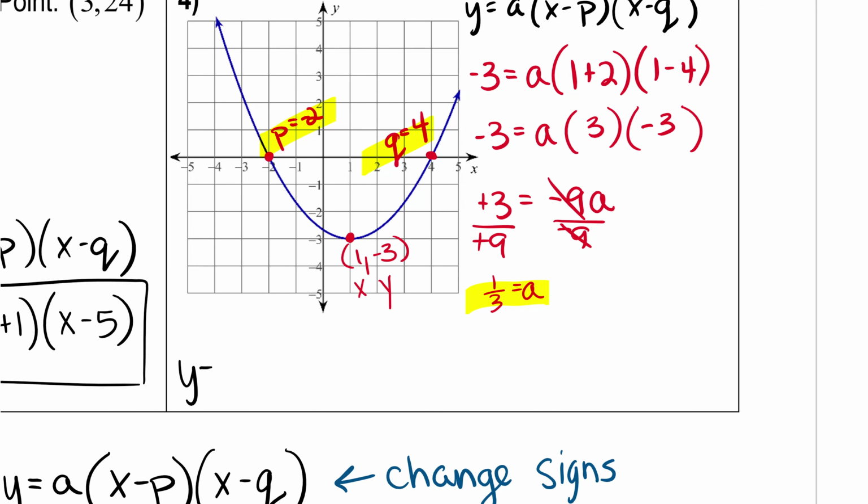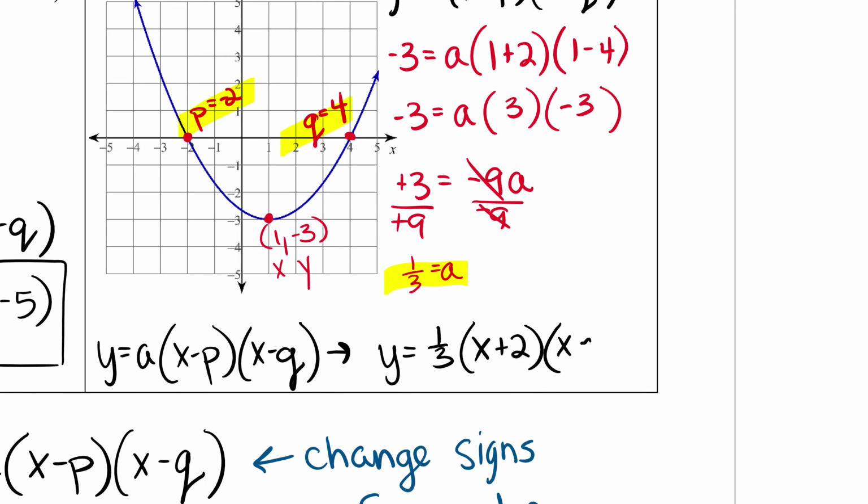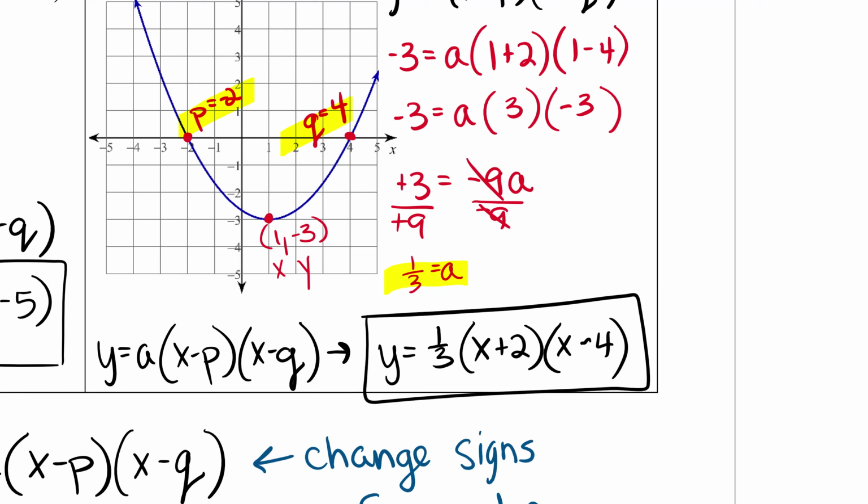So I have y equals A, x minus P, x minus Q. So then when I replace those, I have y equals A is 1/3. And then P is -2, so +2. And then Q is 4, so -4. And that is my final answer.